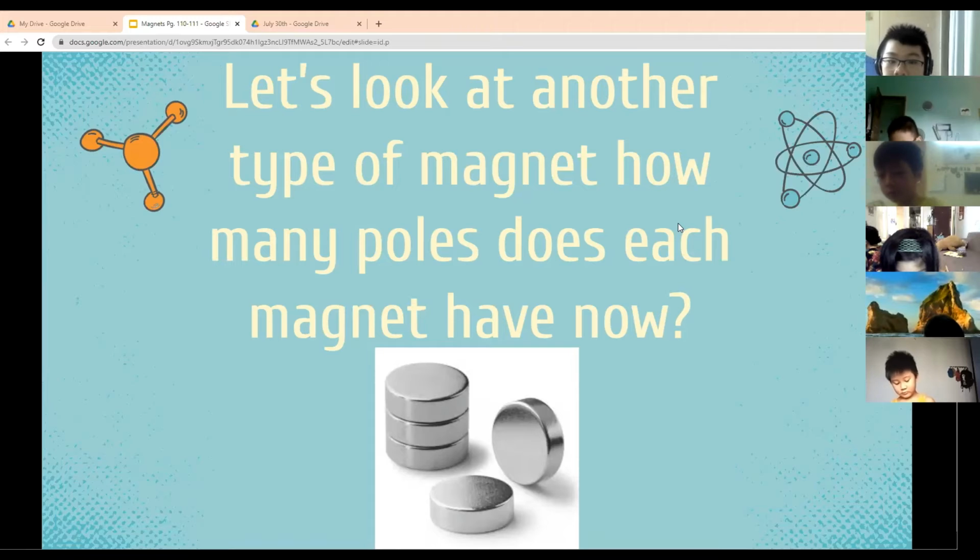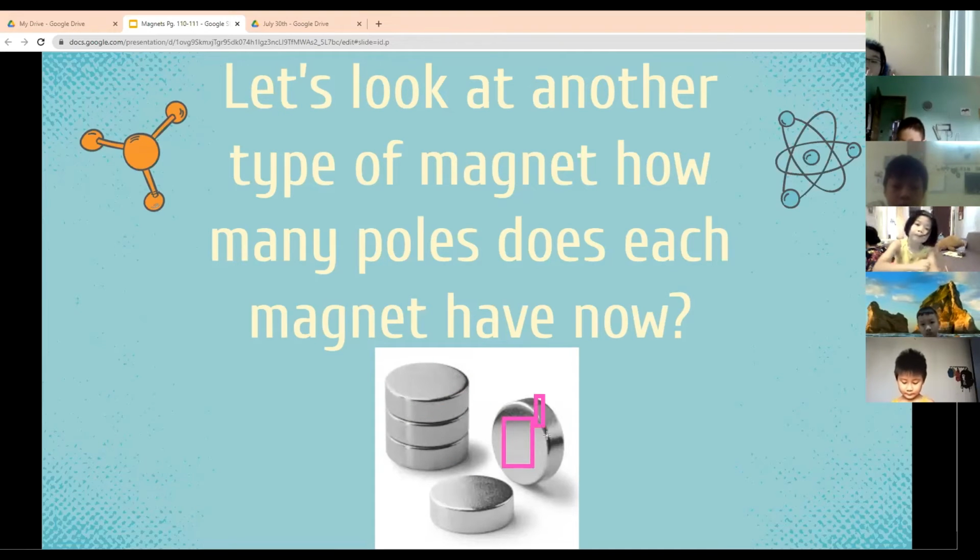Is it north and south still? Yes. Guys, there's still 2 poles. I can find them right here. This is going to be either north or south, and down here will be the opposite one. If north is up top, south is down bottom. And there are also poles in between as well. But on each of these magnets, one side is north, the other side is south.